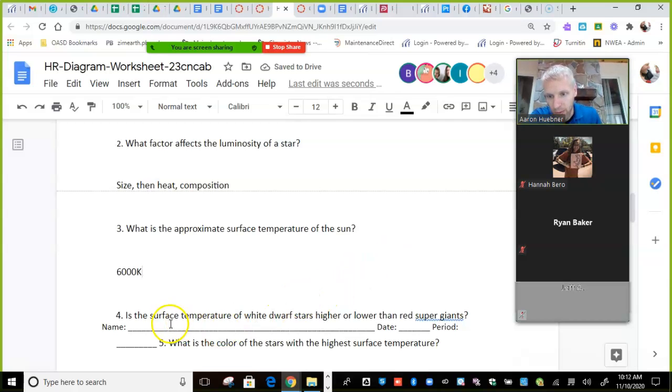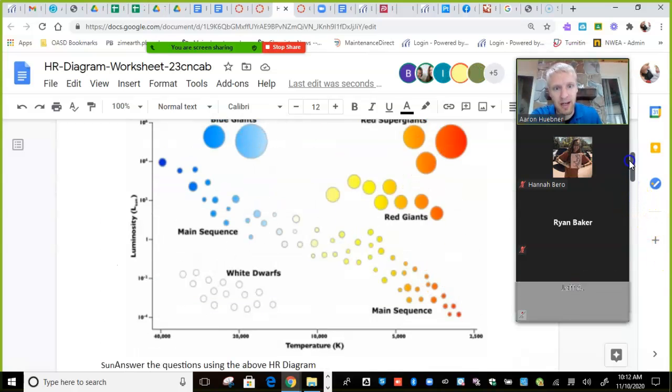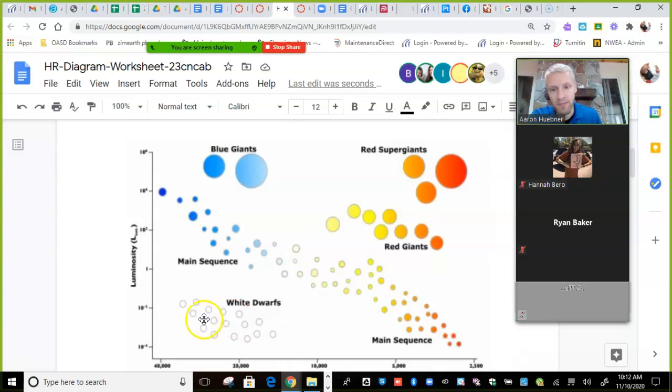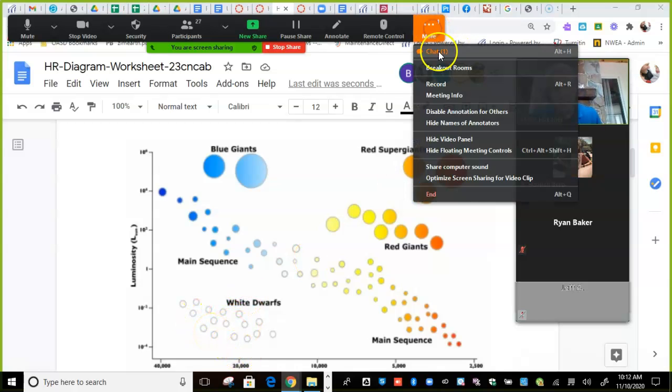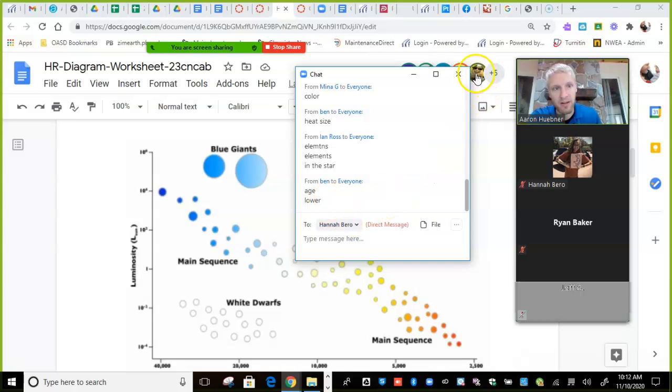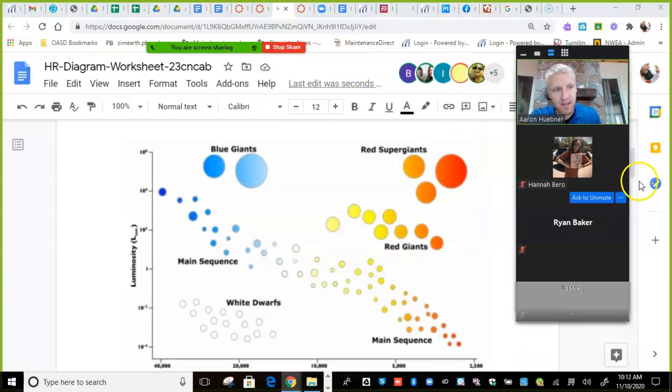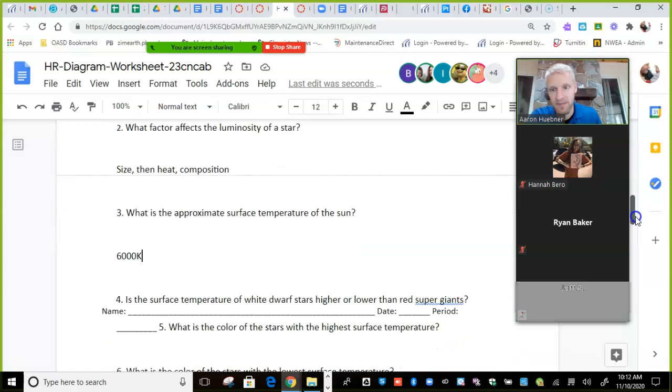All right, number 4, surface temperature of white dwarf stars. Is the surface temperature of white dwarf stars higher or lower than red supergiants? Surface temperature higher or lower? What would you guys say? Lower. You got it. Lower, lower, lower.